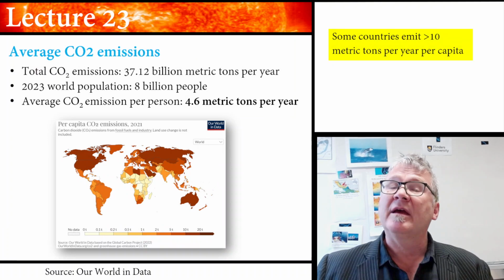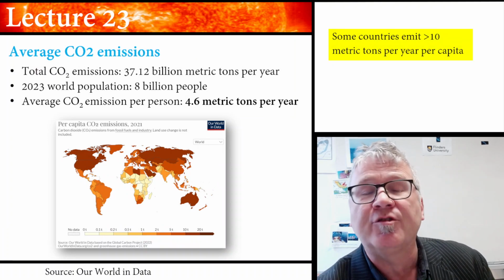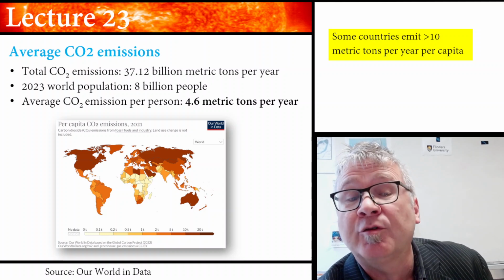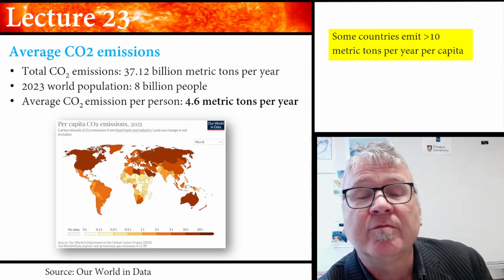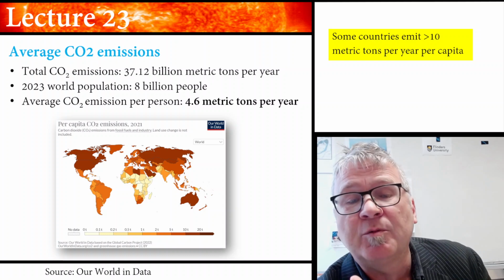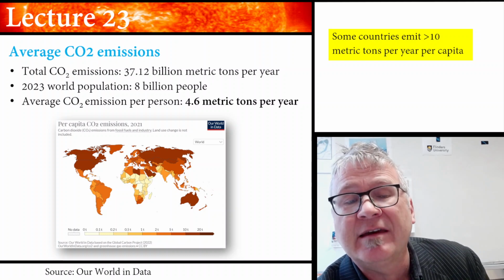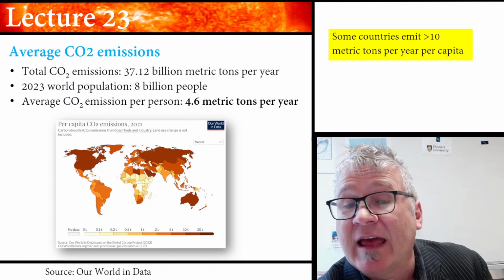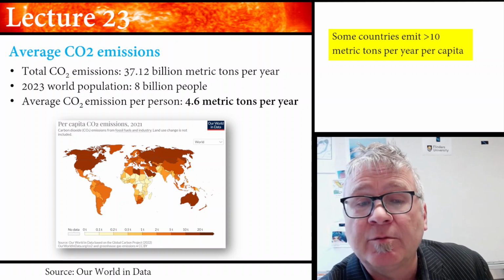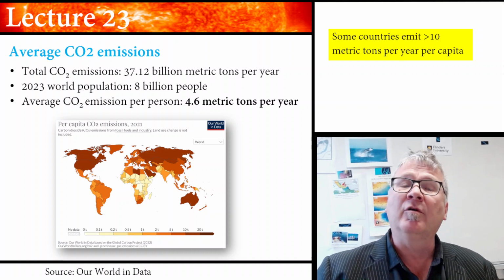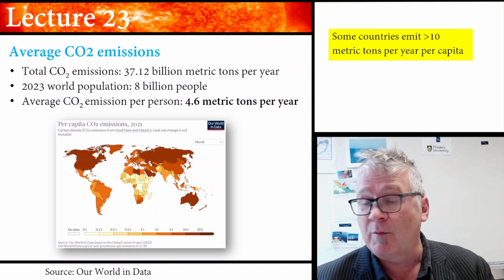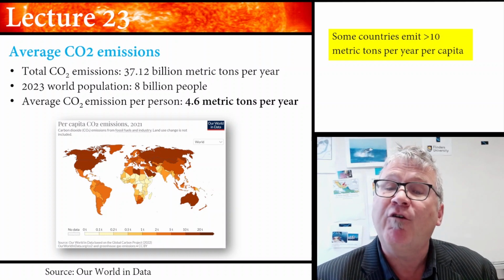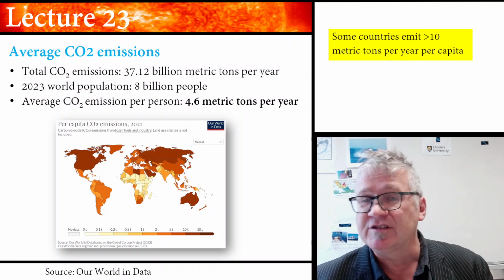So let's have a look at the average CO2 emissions. Again, you just calculate it. What you need is the total CO2 emissions, around 37.12 billion metric tons per year, and divide this by the world population, 8 billion people in 2023. And you can work out that the average CO2 emissions per person, which is also called per capita, is 4.6 metric tons per year.